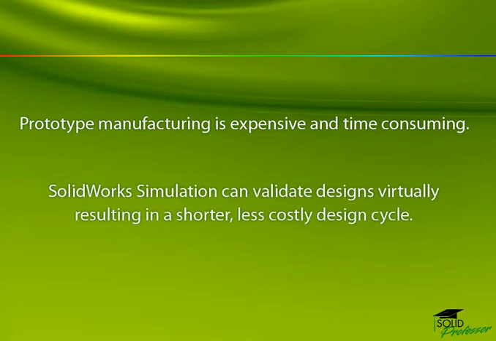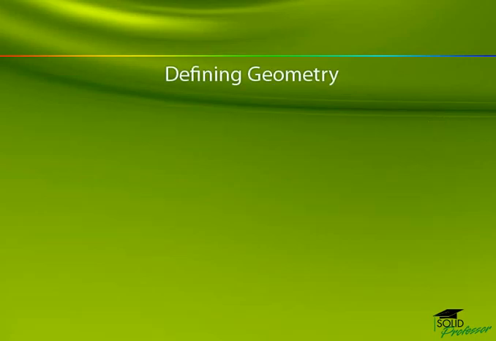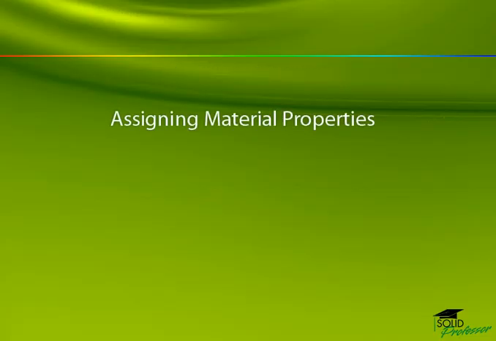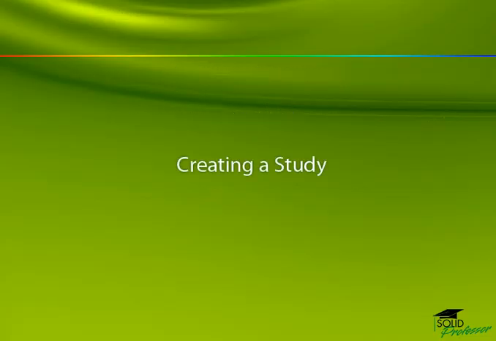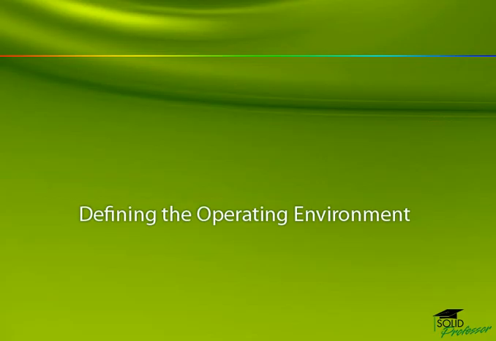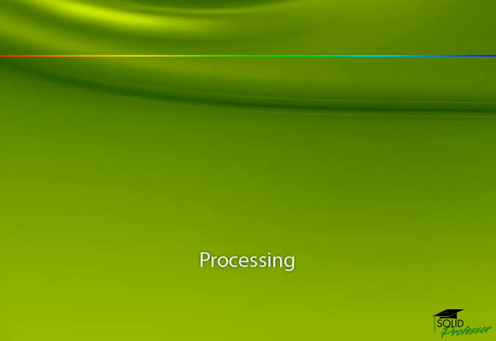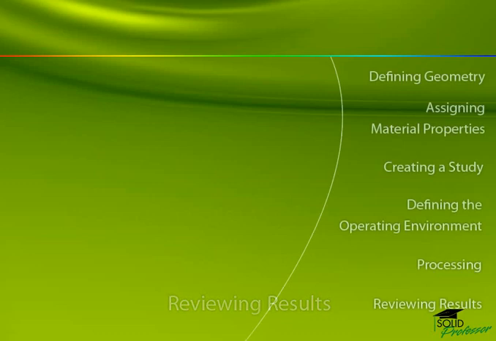In SOLIDWORKS simulation, our validation process consists of 6 basic steps: defining geometry, assigning material properties, creating a study, defining the operating environment, processing, and reviewing results. Throughout the course, you'll see these basic steps repeated each and every time we validate a design. Let's take a quick look at each step.